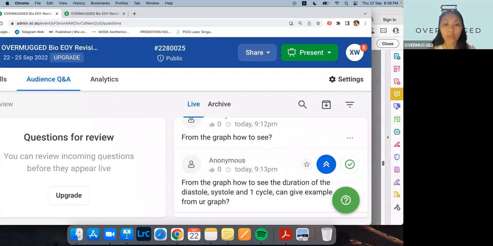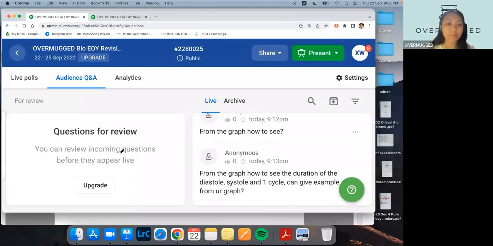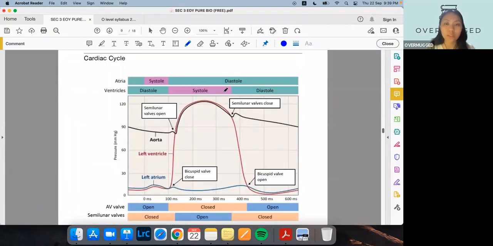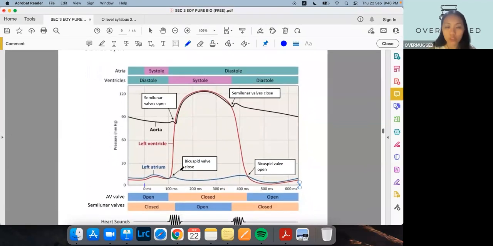To see the duration of diastole and systole, the graph here tells you exactly when is systole and when is diastole. This whole thing goes from 0 to 600, so it's 600 milliseconds, which is 0.6 seconds for this graph. It tells you the exact timing, so you can refer to this part for when is systole and diastole. The total duration of the cardiac cycle is 0.6 seconds here, from the start to the end.